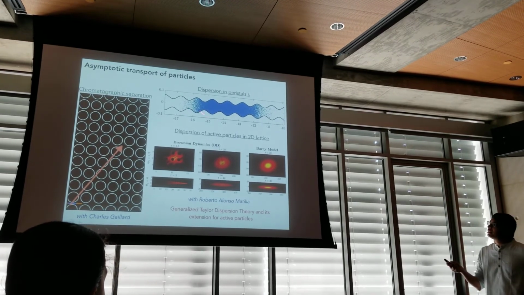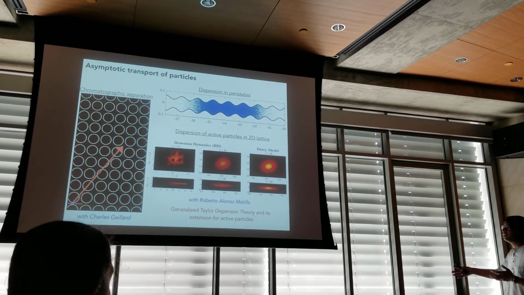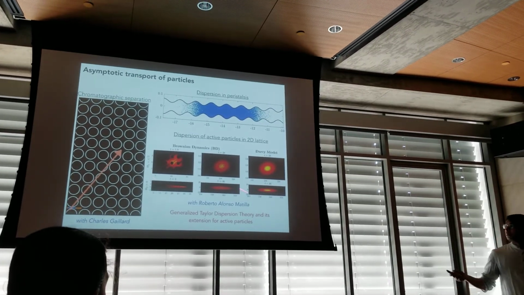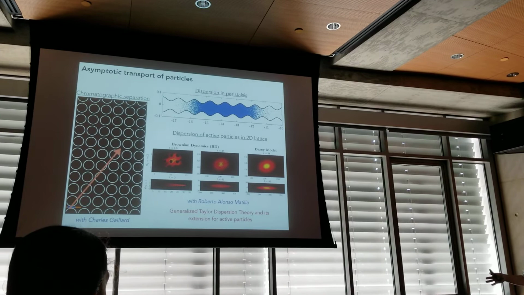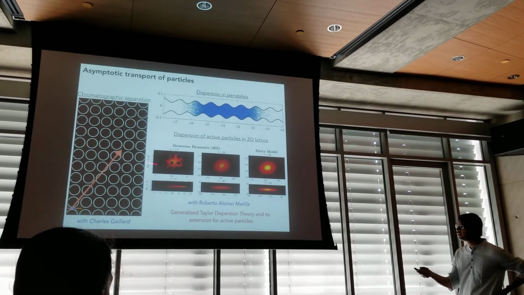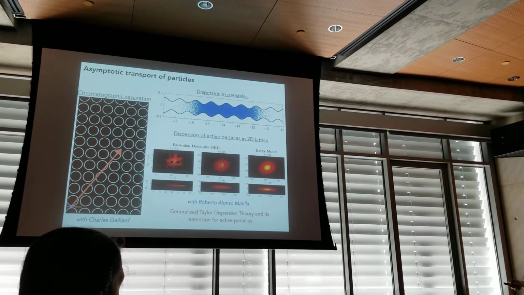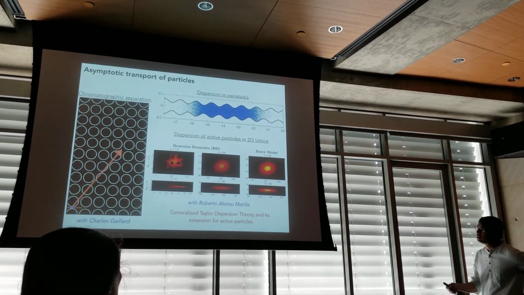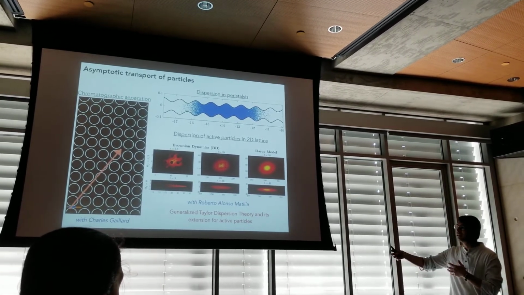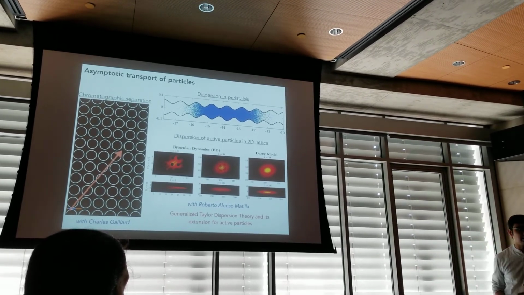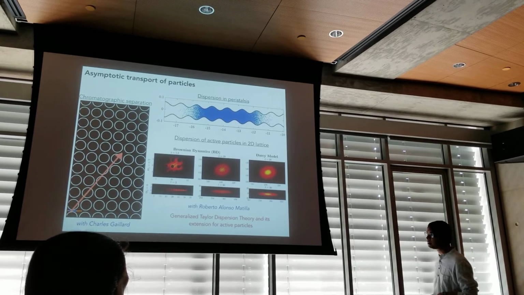For passive particles, I looked at how these things asymptotically transport or diffuse in peristaltic flows. And for the active particle problem, I studied this in two-dimensional lattices. And this was done in collaboration with Roberto, who was a postdoc in the group, and a lot of you know him actually. I should mention that a lot of credit goes to Roberto for developing the bulk of the theory which extends this generalized Taylor dispersion problem for active particles like a dilute suspension of swimming particles.